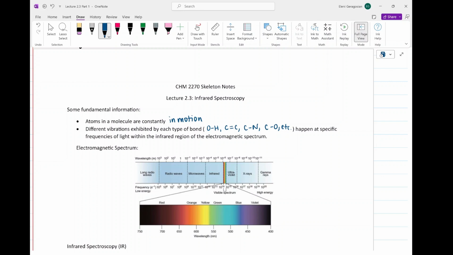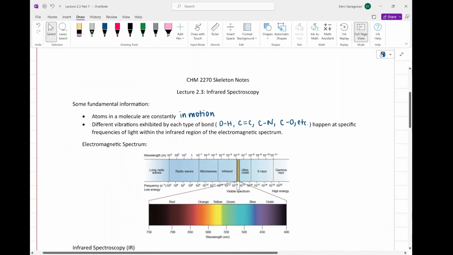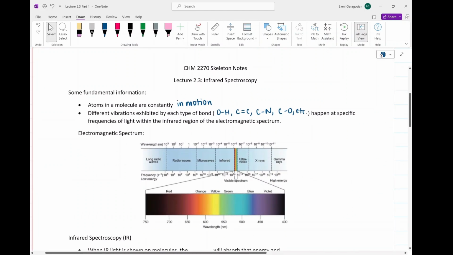These happen at specific frequencies of light. So different bonds vibrate at different energies. But these are all within the infrared region of the electromagnetic spectrum. So your electromagnetic spectrum is shown here. This is all the different types of light, of energy. Lower energy is on the left.